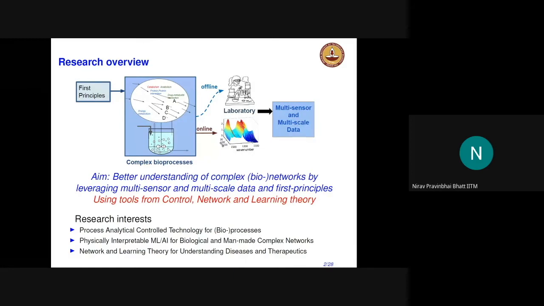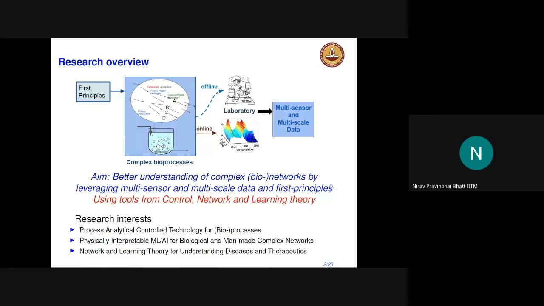So in general, the objective of the lab is to understand complex networks, where a major chunk is biological networks. Also, we are trying to understand man-made and other artificial networks by leveraging the data, which can be multi-sensor and multi-scale. In terms of biological networks, it can come from different kinds of omics data and literature data. Sometimes we also look at different scales, in terms of time mostly.